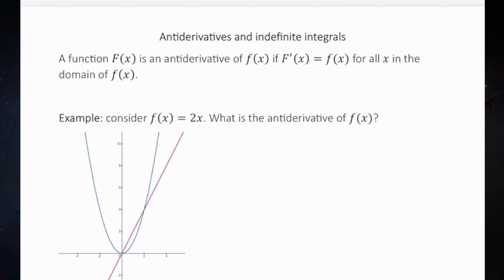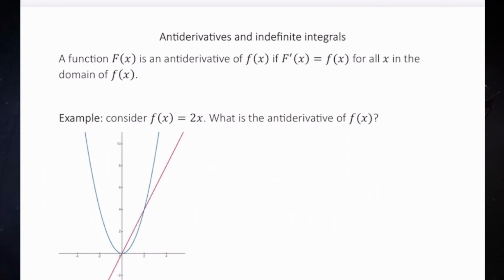In this lecture, we will discuss antiderivatives and indefinite integrals. I split up this lecture into two portions. In the first one, we will discuss the definition and some motivational examples. And then in the second part, we will go over more involved problems.